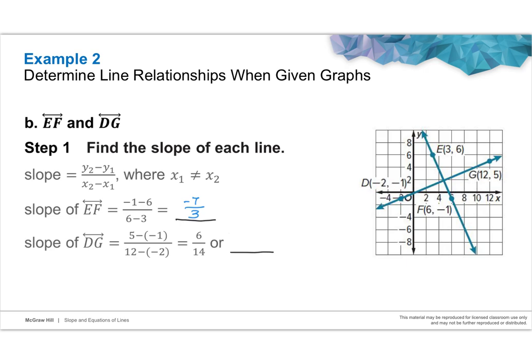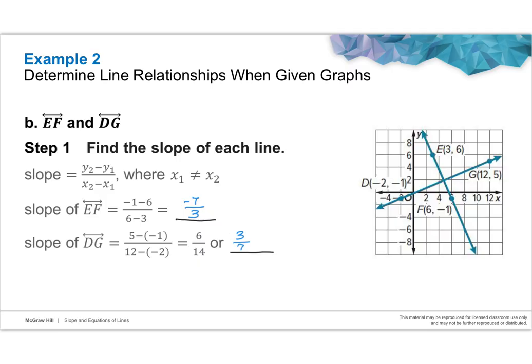And then our slope of DG is going to be between the points -2, -1, and 12, 5. So we'll take our difference of our y coordinates, 5 minus -1, all over 12 minus -2, which is 6 over 14, or if we simplify there, we get 3 over 7.